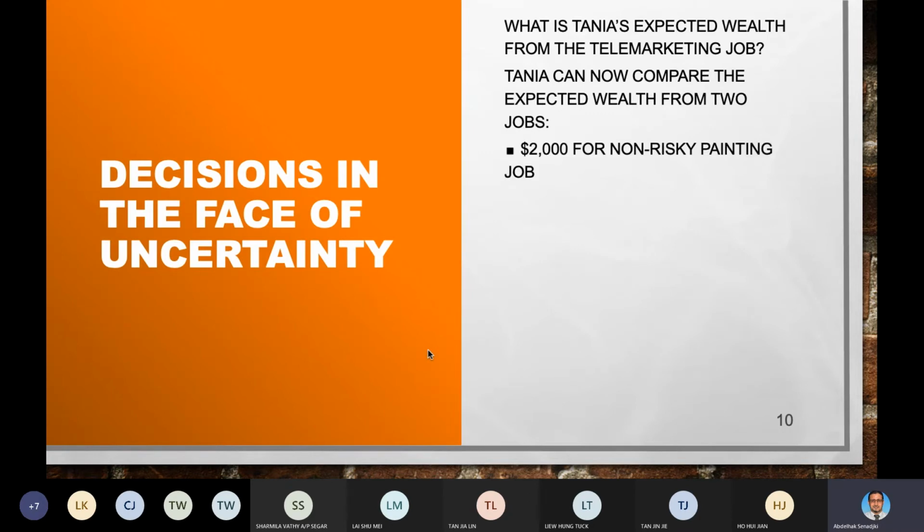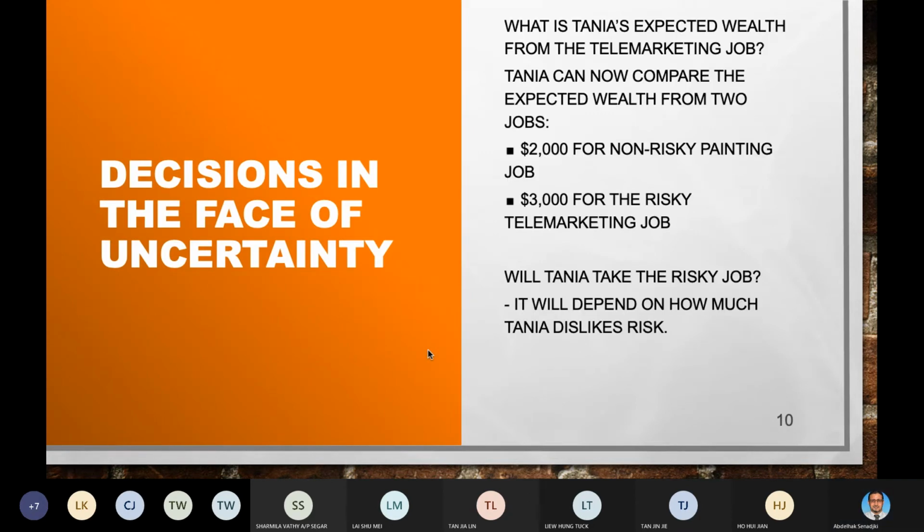So what is the decision here now? What is Tina's expected wealth from the telemarketing job? Tina can now compare the expected wealth from the two jobs: 2,000 from the no-risk painting job, 3,000 for the risky job. So will Tina take the risky job? It will depend on how much Tina dislikes risk. If Tina likes to take risk, she will take the second, because that is the average. She may really take only 1,000, if all the chances come in at 1,000. Or the chances come all of them at 5,000. So she can make 1,000, she can make 5,000, but on average, the expected is around 3,000.